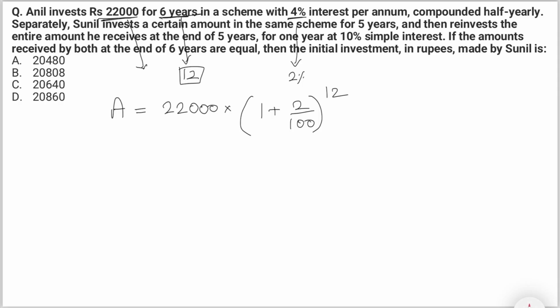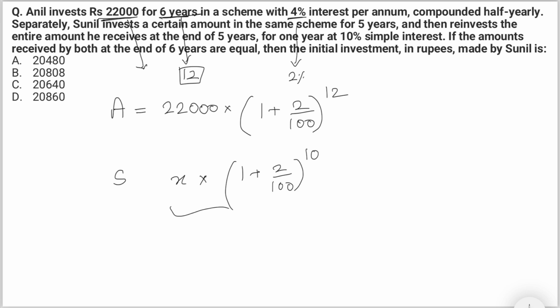And now many people get scared and confused looking at the 12 in the power. But we have to be a little patient here. We have to look at the other part of the question and be optimistic, thinking that something may get cancelled out. So Sunil invests a certain amount in the same scheme for 5 years and then reinvests the entire amount he receives at the end of 5 years for 1 year at 10% simple interest. Let's say he's investing X rupees in the same scheme. So in 5 years, Sunil is liable to get X into (1 plus 2 by 100) raised to 5 into 2, which is 10 cycles, right? So raised to 10.